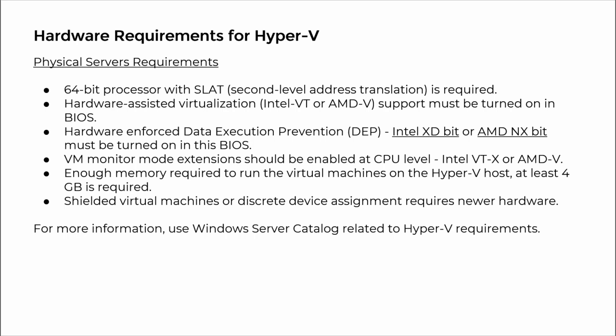At least 4 GB of physical memory is required for the Hyper-V host itself, and more memory depending on the number of virtual machines that you're going to run on the Hyper-V hosts. And features such as discrete device assignment or shielded virtual machines require additional hardware features to be enabled. Now, for more details on Hyper-V hardware requirements, you can use the Windows Server Catalog on the Microsoft website.